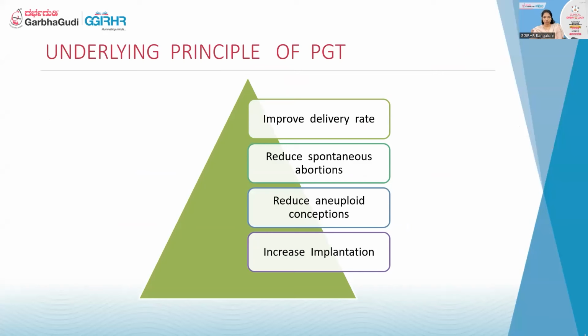So if we do, what do we get? Improved delivery rate, reduced spontaneous abortions, reduced aneuploidy conceptions, and also increased implantation. So aneuploidy will give you miscarriages also. So we increase the implantation.